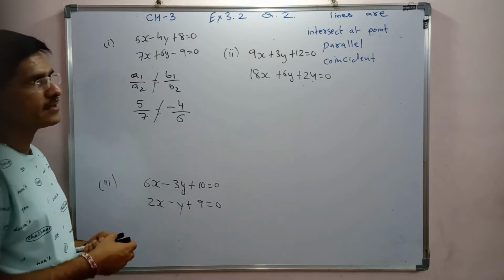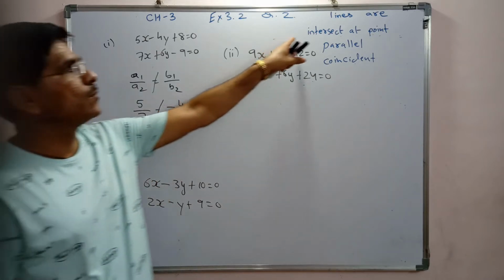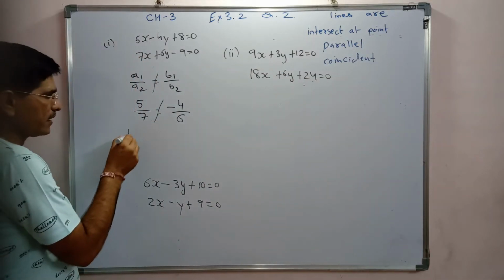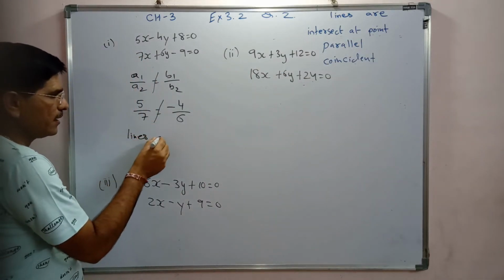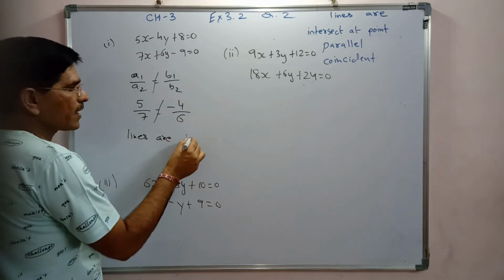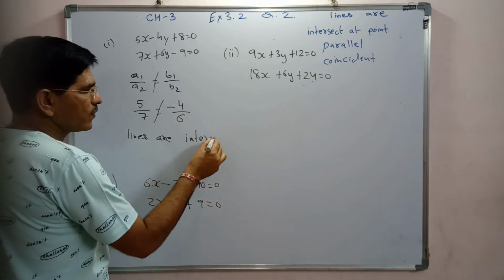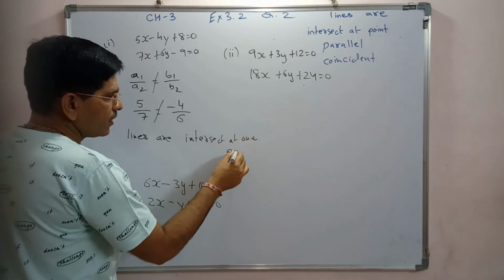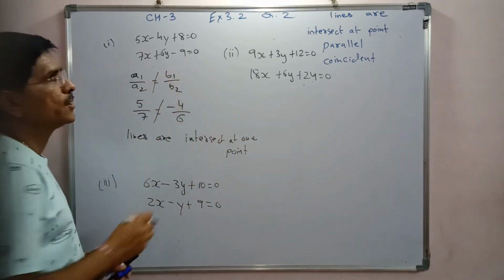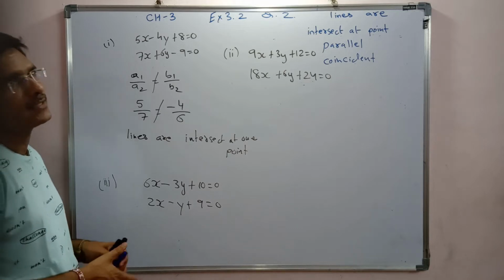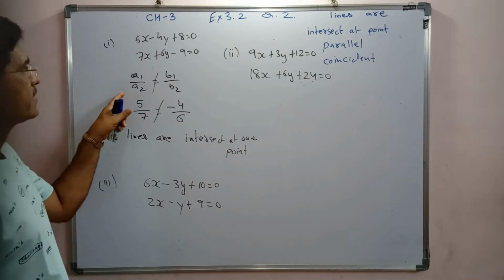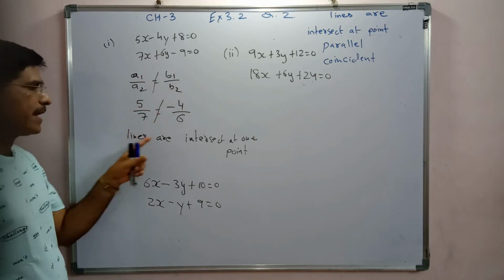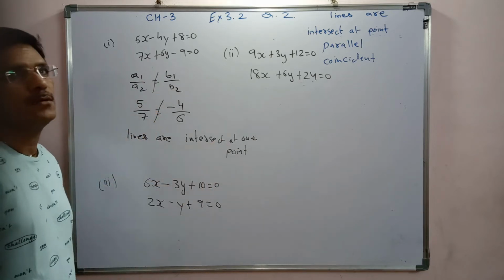So this is the condition when two lines intersect at a point. So the lines intersect at one point. That is what we can say from the given equation. Why can we say that? Again, a1 upon a2 is not equal to b1 upon b2. It means the lines intersect at one point.